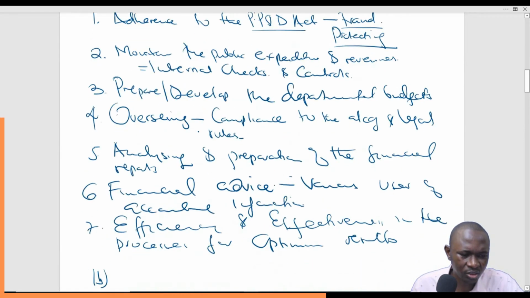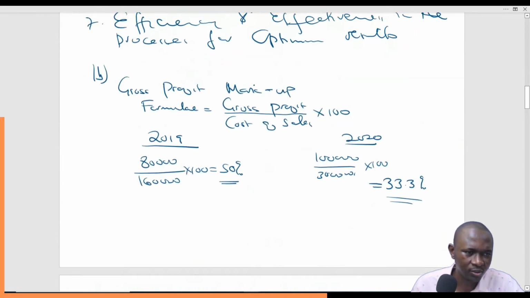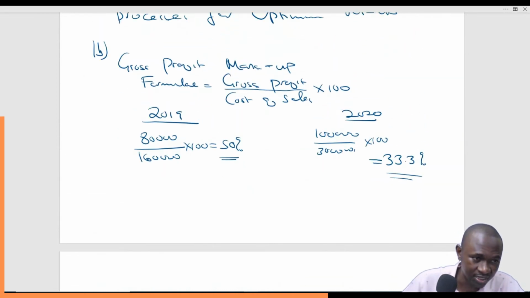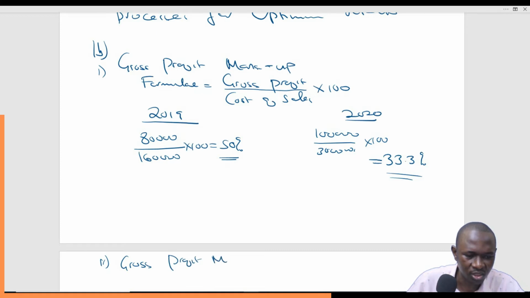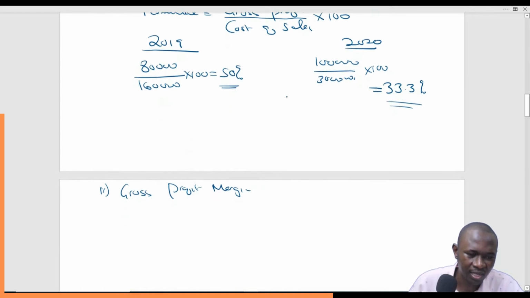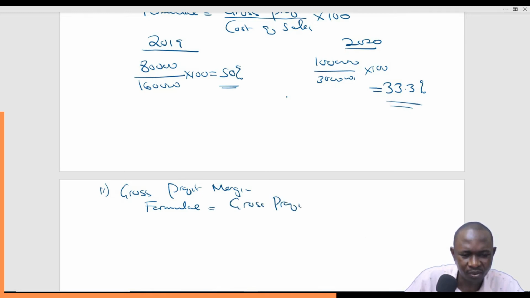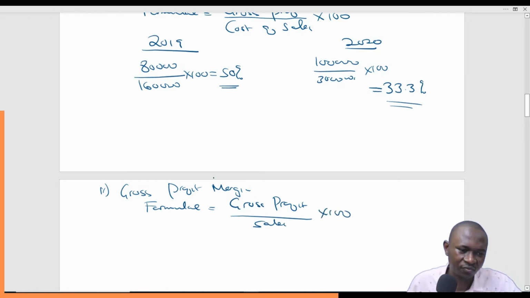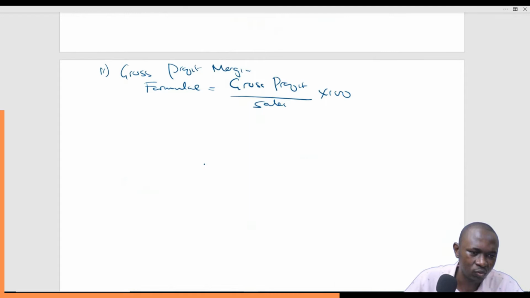Gross profit margin. We are talking about margin. We didn't know it was the second question. So this is Roman 1. So Roman 2, gross profit margin. So gross profit margin. The formula is, you always start with the formula. So the formula for gross profit margin is gross profit over sales times 100. That is the formula. So we come back here and say in 2019 and in 2020.